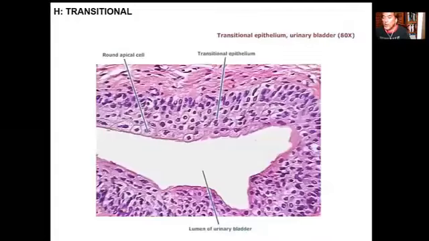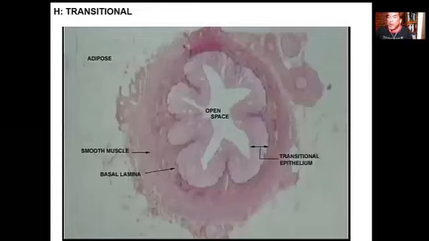Then again, this is transitional epithelium. Epithelium is from here to here. This is the cavity called the lumen of the urinary bladder. You notice that the top there is also big, so that tells you it's transitional. This is what a ureter looks like. The cavity of the ureter is not a square. It looks like a star, like a starfish.